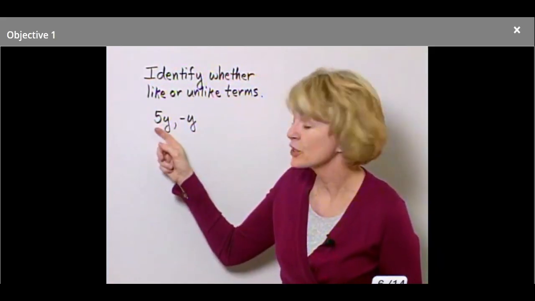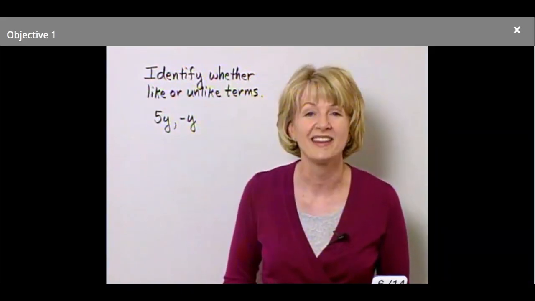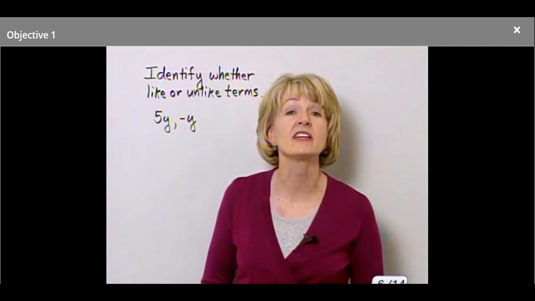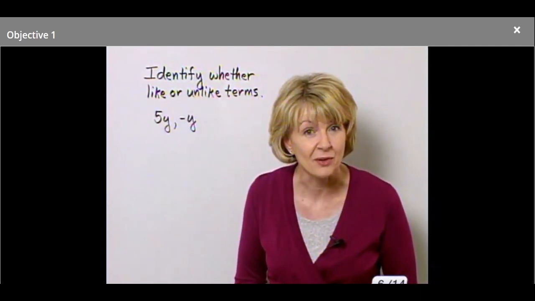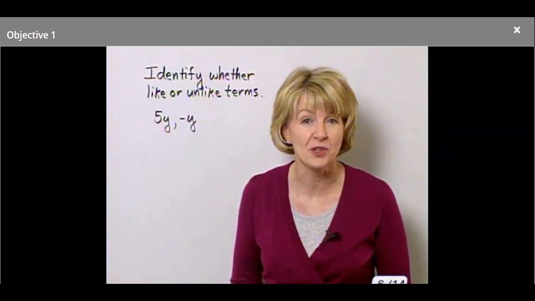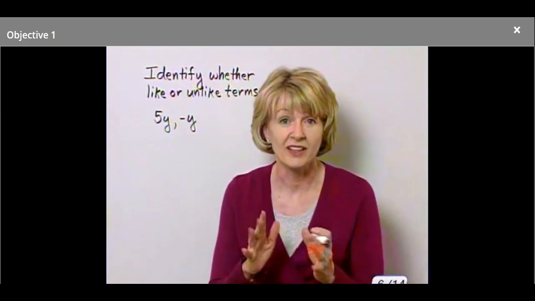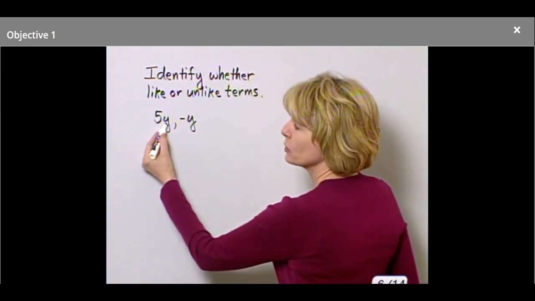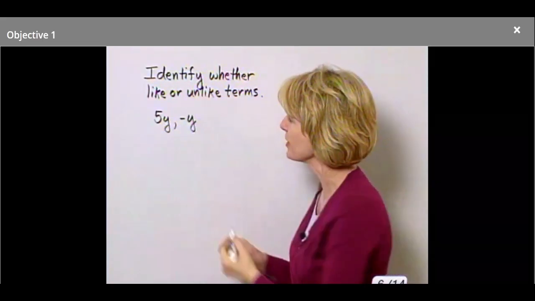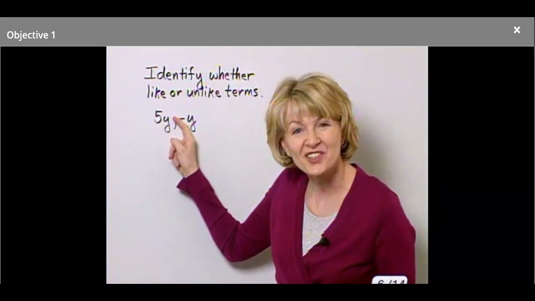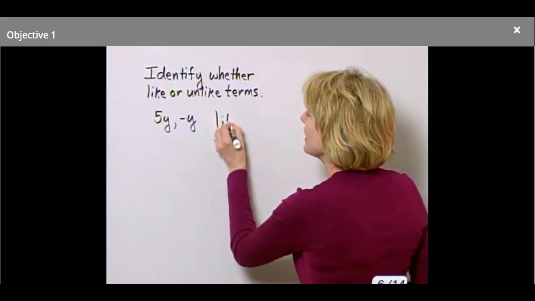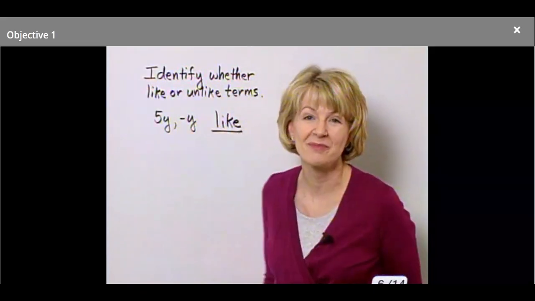So I have the term 5y and the term negative y. Are these like or unlike terms? Once again, remember the definition of like terms: terms that have the same variables raised to the same powers. Well, let's check that. The variable in this term is y. Same thing here, it's y. What's the power here? It's an understood power of 1. So these are like terms.